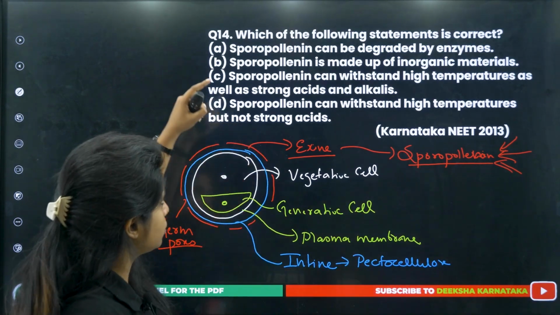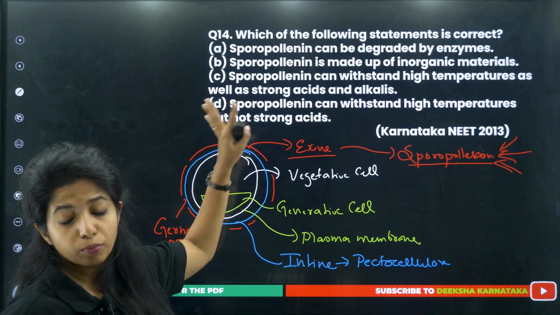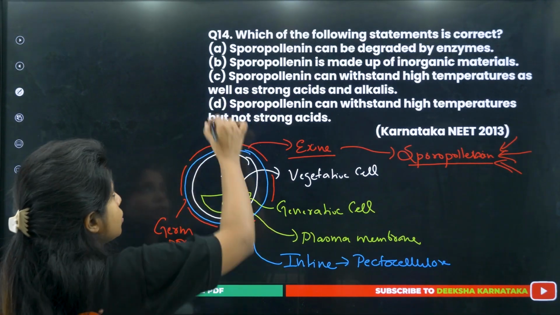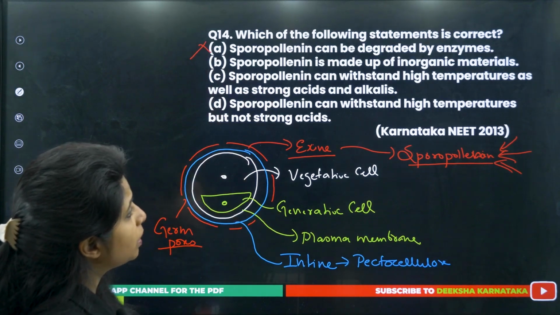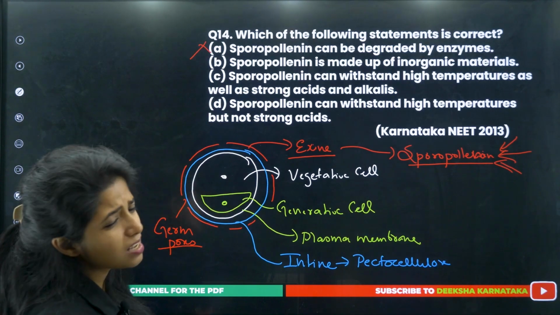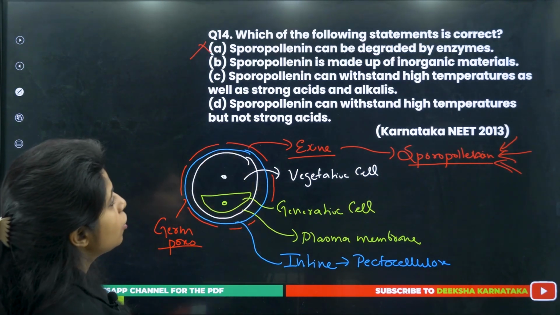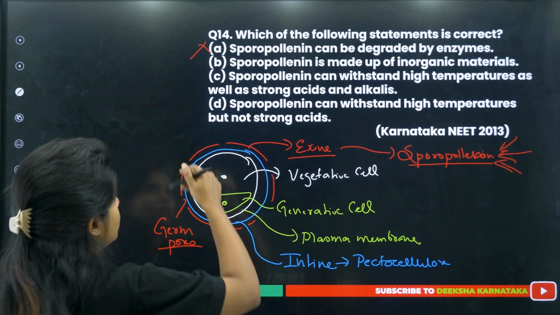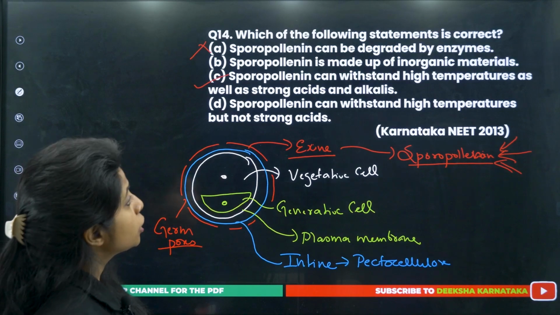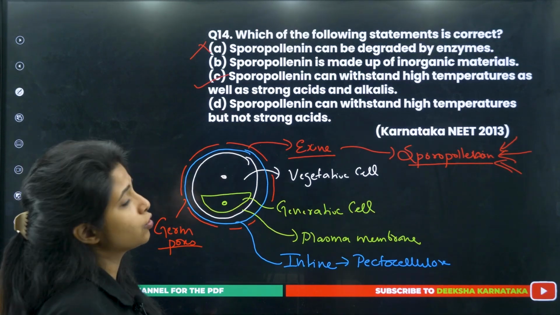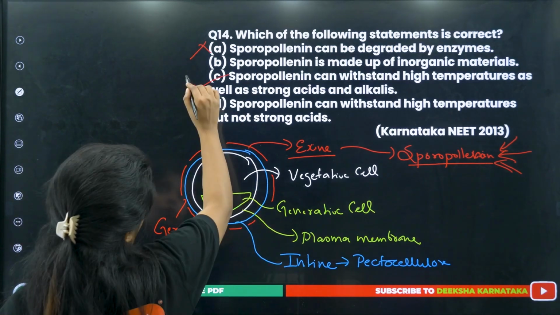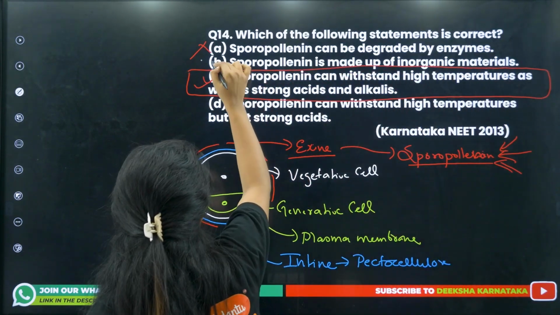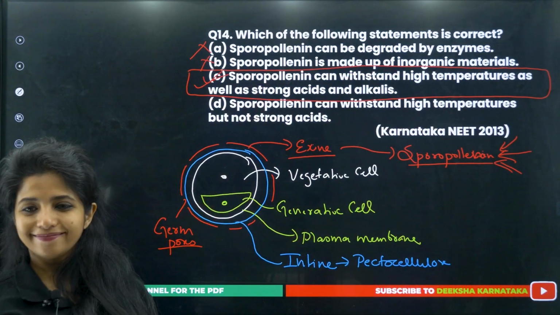So we have to see a point where we are saying that sporopollenin is the strongest. Let's see, sporopollenin can be degraded by enzymes. No, it is not the strongest. Sporopollenin is made up of inorganic materials. Again, that is not right, but let's keep it there. Sporopollenin can withstand high temperature as well as strong acids and alkali. Everything is good. So this has to be a good point. Next point, sporopollenin can withstand high temperature but not strong acids. Again, makes it a little weak, but sporopollenin can do everything. So basically this is the correct answer that we have. This is also wrong, children.